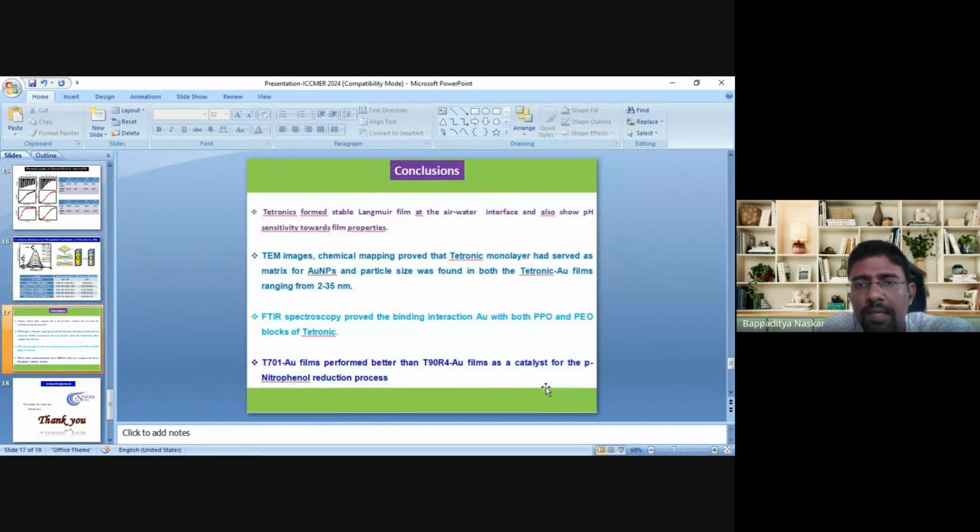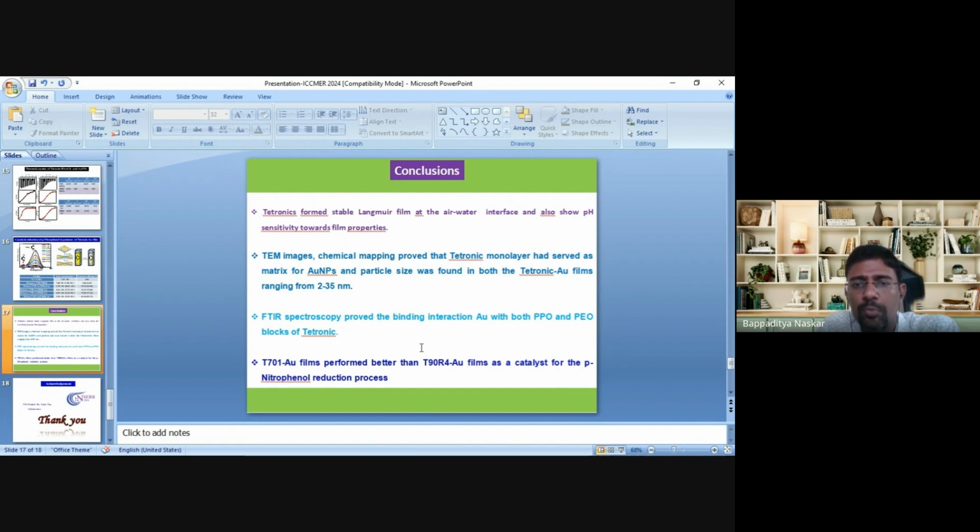In conclusion, we have seen that tectonic forms a stable Langmuir film at the air-water interface and also shows pH sensitivity in its film properties. SEM images and chemical mapping proved that the tectonic monolayer served as a matrix for Au nanoparticles, and the particle size was found in both the tectonic Au films to range from 2 to 35 nanometer.